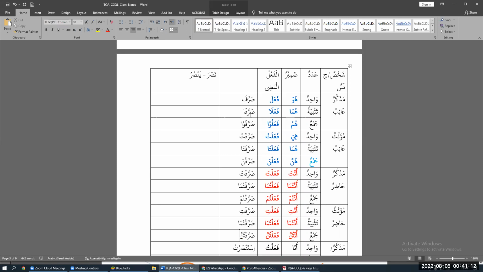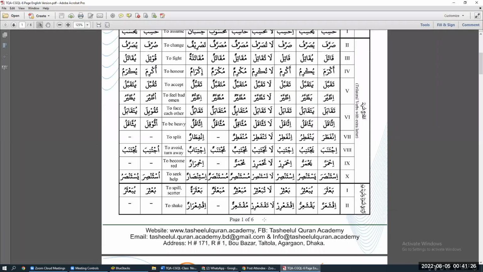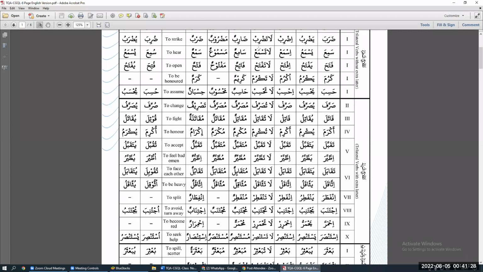Sarafna. We can make it, correct? Go to page number 1. So we can make sarrafa, and we call it form 2. I will explain a little later what it is.